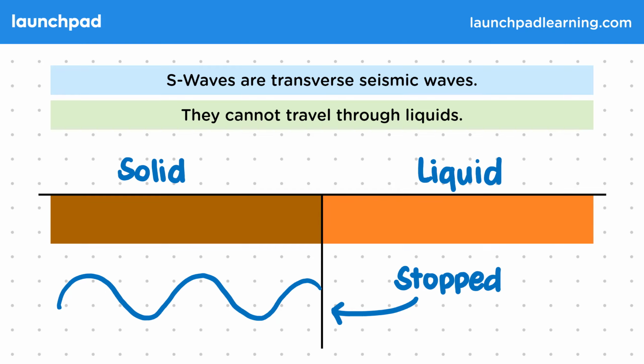You don't need to know why S waves behave this way at boundaries, but you do need to be able to tell the difference between P waves and S waves and identify which is which.